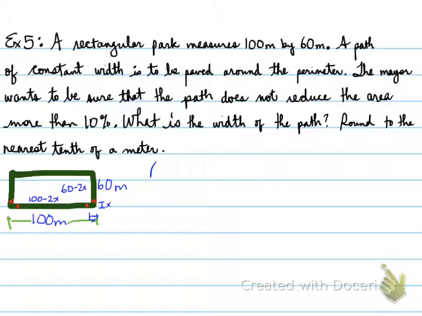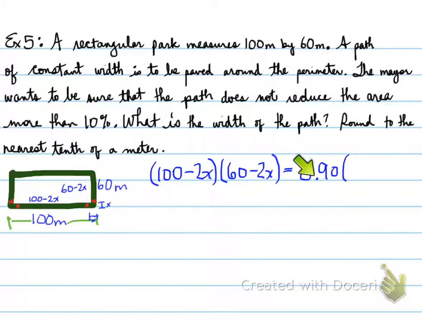Once we do that, we have to set up an equation. So we know I have 100 minus 2x and 60 minus 2x. What will that area equal? Well, remember, the mayor wants to be sure that the path does not reduce the area more than 10%. So how much park is left if it's no more than 10%? Let's say it took up the maximum 10%. Well, that means I have 90% of the original park left. 90% as a decimal is 0.9. And then we multiply it by the original park, which is 60 times 100.